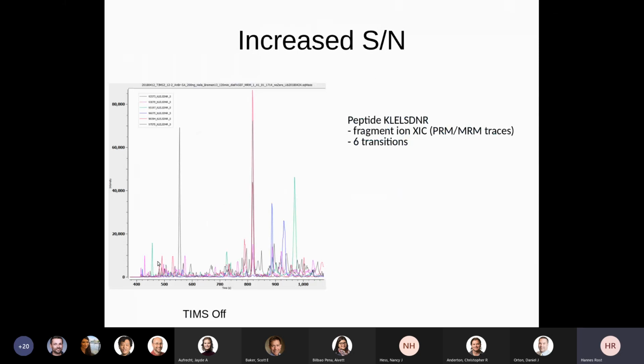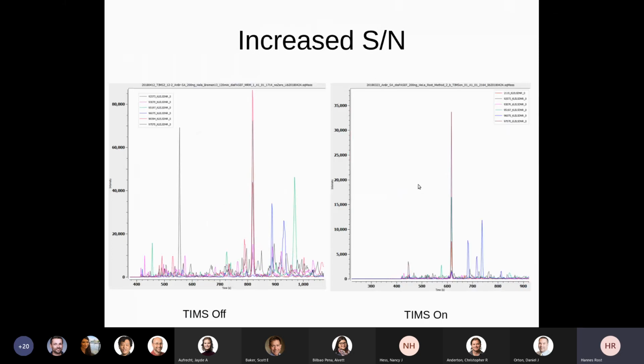The next thing we did was look at the difference in the ion chromatograms, and as expected for this peptide here, I'm showing one example, we actually saw a substantial increase in signal to noise.